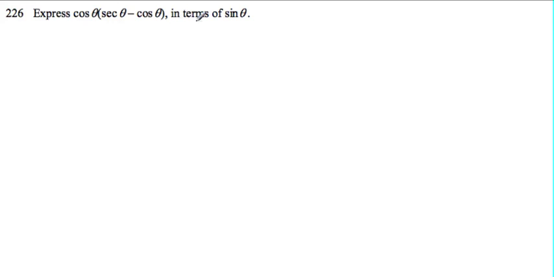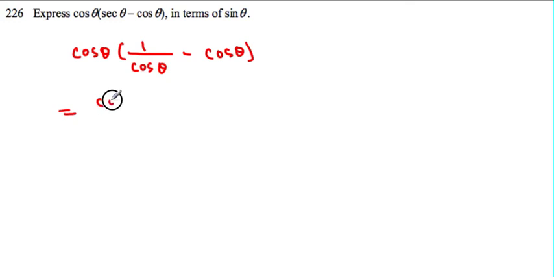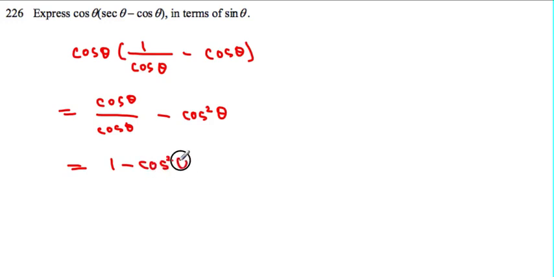How about this one? Let us try to look into this one in terms of sine theta. So here, secant is 1 over cosine. So if I were to rewrite this one, cosine theta times 1 over cosine theta minus cosine theta. Then when I distribute this one, we get cosine theta over cosine theta minus cosine squared theta. But here cosine over cosine is simply 1, so 1 minus cosine squared theta.